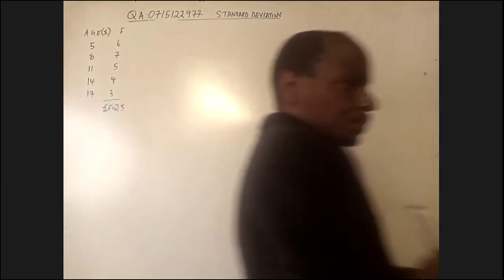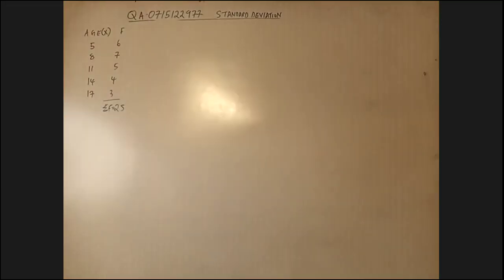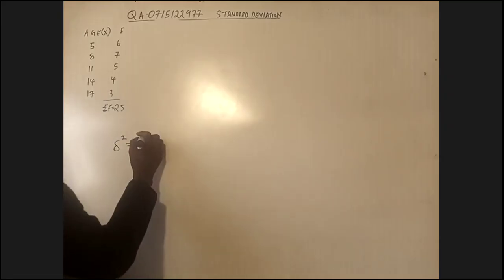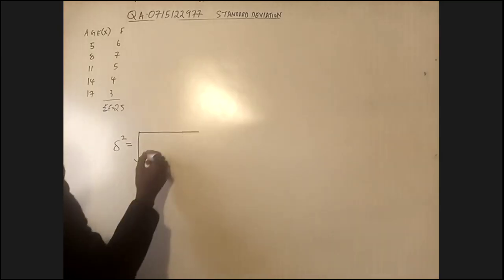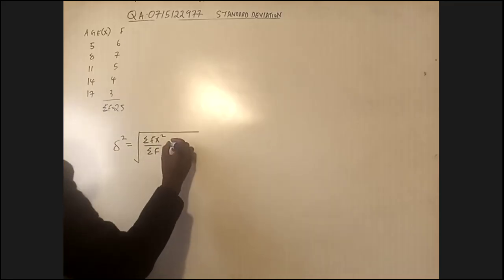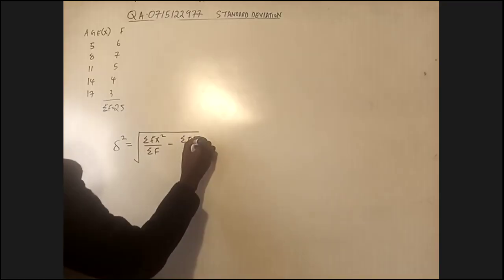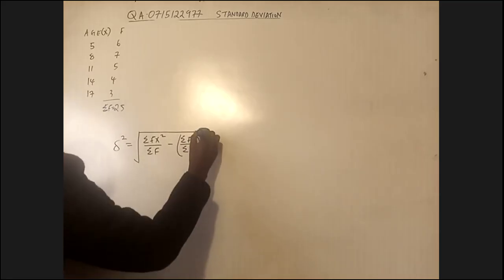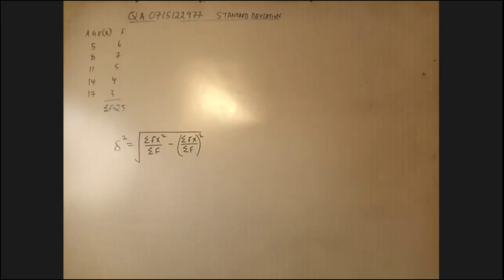Let's start by writing the formula down first. I am using the shortcut method. The standard deviation is equal to the square root of this formula we use: summation of fx squared over summation of f, minus summation of fx over summation of f, all squared. So I make use of that formula.